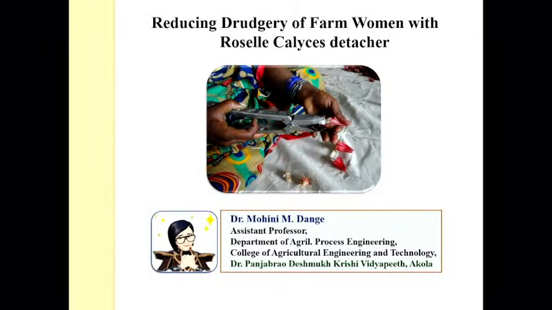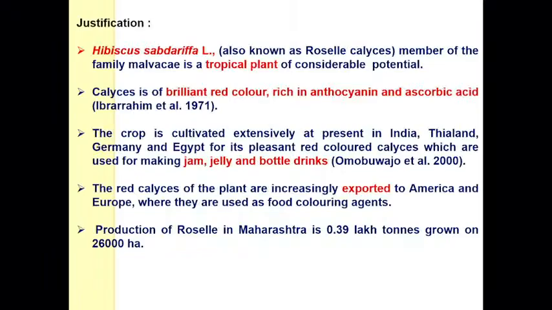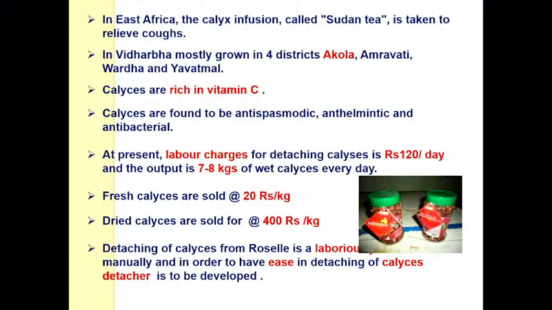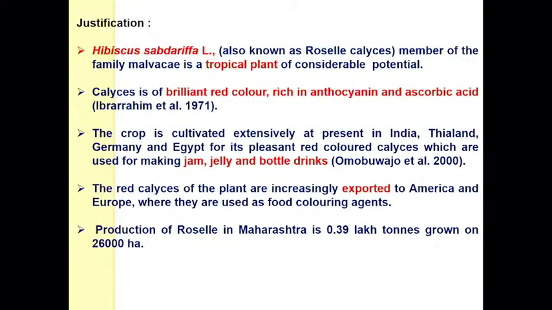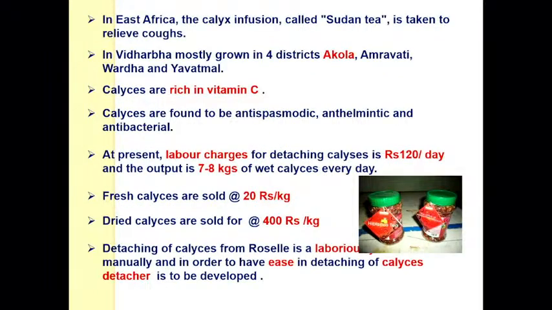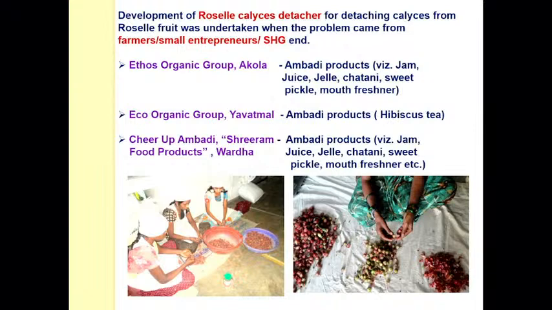Okay. So this is reducing drudgery of farm women with a Roselle calyces detacher. This is a small gadget. Now you can see this. Everybody might have seen it. It is used for preparing jam, jelly, and bottled drinks due to its extra bright red color. And usually when it is freshly sold, it is sold at the rate of 120 rupees per kg. And when value is added to it, then the price increases.